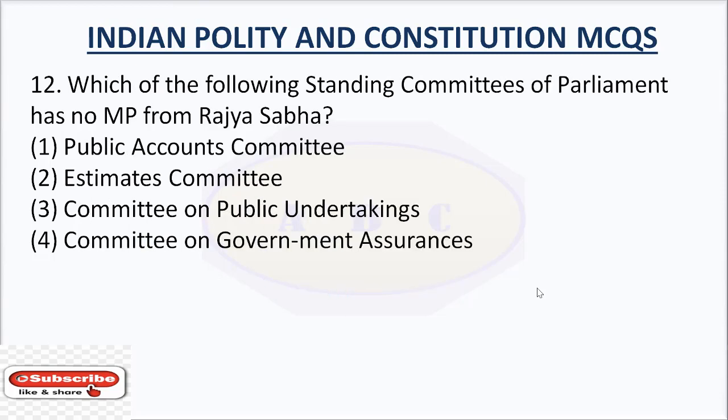Question number 12. Which of the following standing committees of Parliament has no MP from Rajya Sabha? Option number 1, Public Accounts Committee. Option number 2, Estimates Committee. Option number 3, Committee on Public Undertakings. Option number 4, Committee on Government Assurances. The right answer is Estimates Committee.